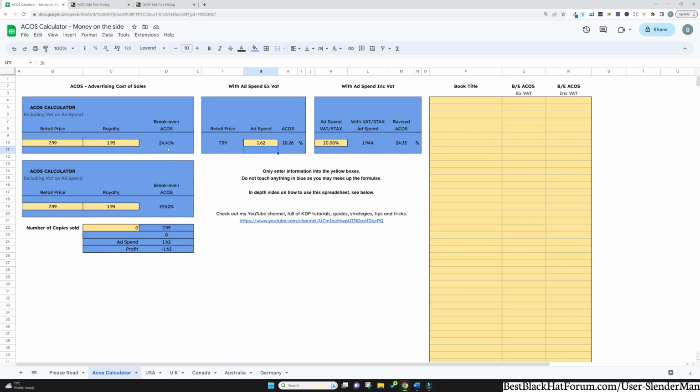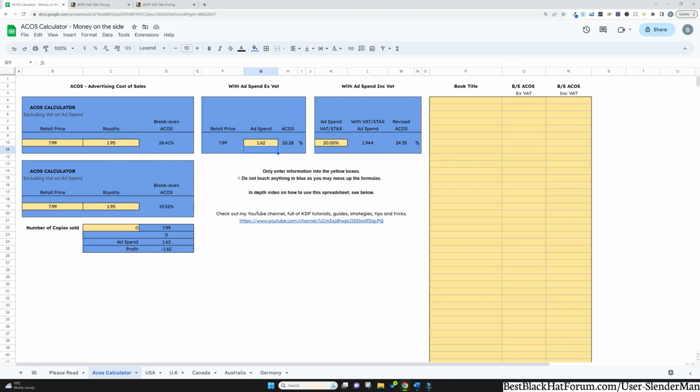That would mean in order to get one sale and a royalty of $1.95, we could spend up to $1.62 in order to stay break-even. Okay, I hope that makes sense. You can see if we weren't paying any tax on ads, we would have an ACOS of 20.28%. But if we are paying tax at 20%, you can see the ACOS has been revised to 24.33%. Now, you won't need to use these two boxes as much as the first two, but they are nice to have just in case you're interested in working out the figures. Now, on to the next part.